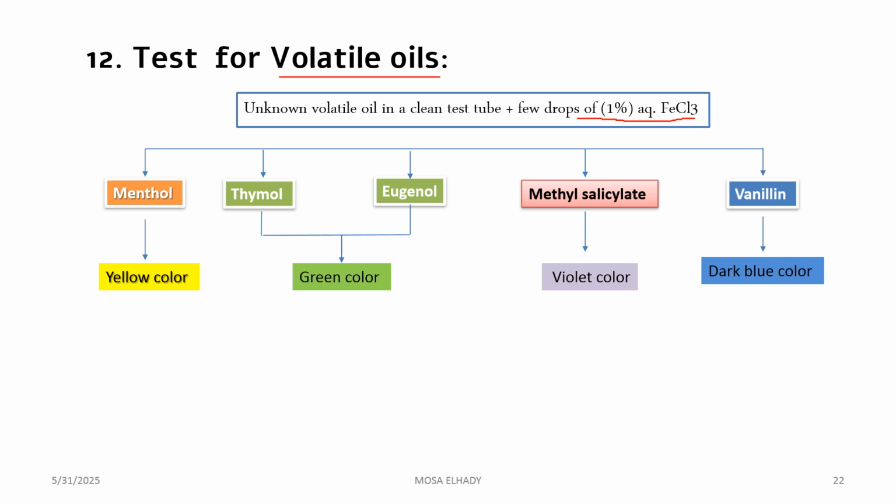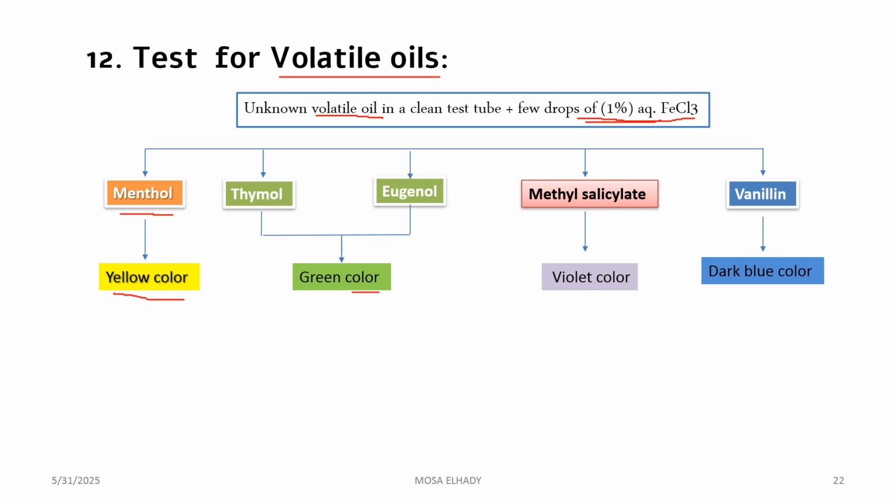For preparation of the test, we place the volatile oil in a clean test tube, then we add a few drops of our reagent, ferric chloride 1%. Then in the interpretation step, we note the change in color. If the color changes to yellow, that means the oil contains menthol as main constituent.